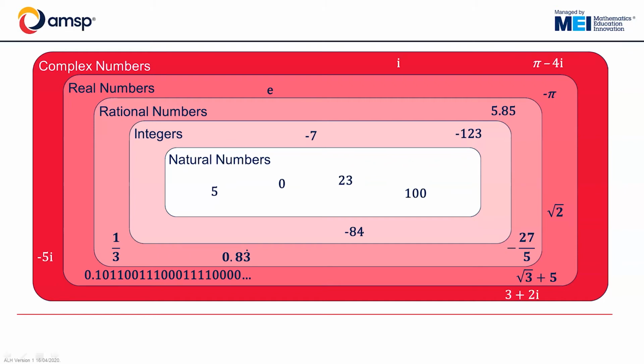Textbooks rarely show this, but it's worth sharing with students. Are you comfortable with the positioning of all these numbers? How would you explain to students why 0.101100111100 and so on is irrational?